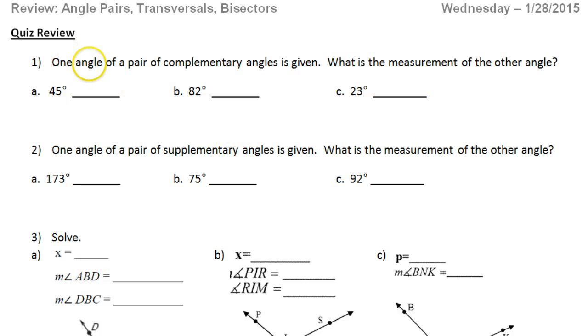Okay, one angle of a pair of complementary angles is given. What's the other angle measure? Now, remember that complementary angles add up to 90 degrees. That's what has to pop into your mind. When you see complementary, you should be thinking 90 degrees. So, 45 degrees, the complementary angle will be 45 degrees. How am I getting that? 90 minus 45.